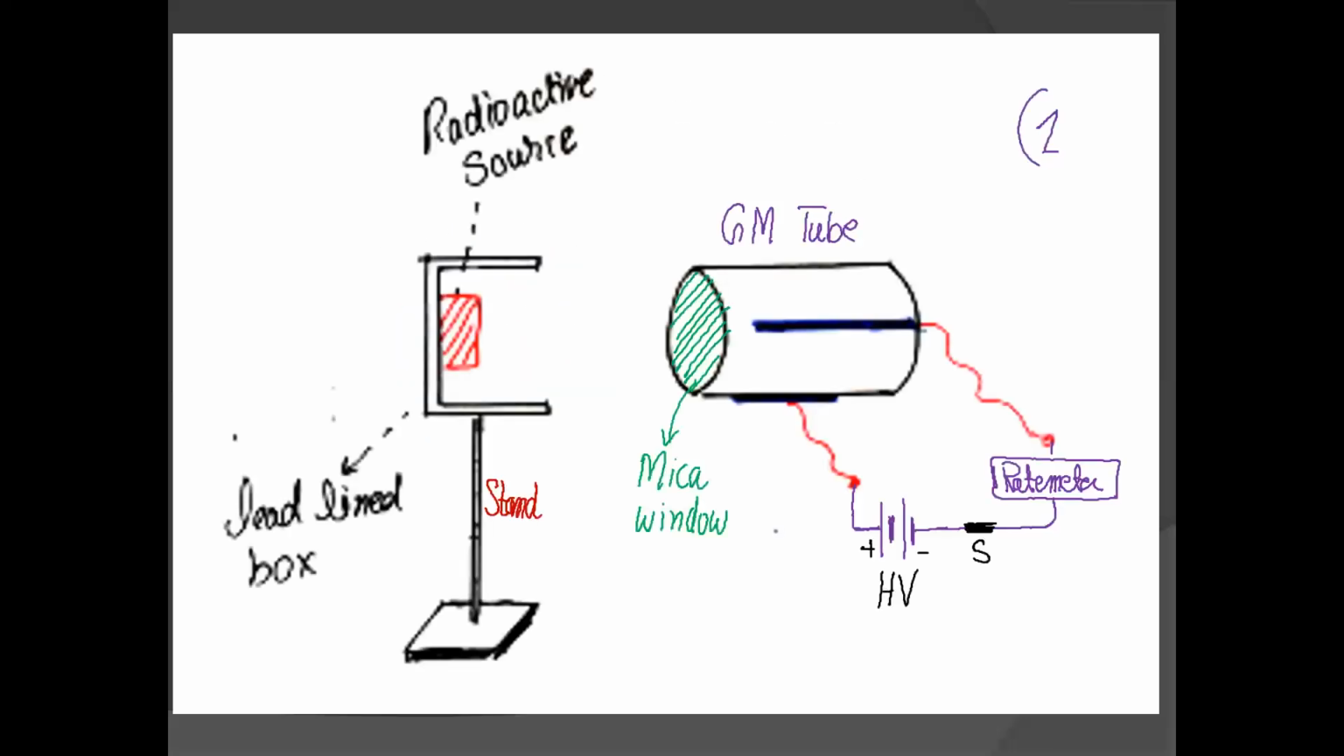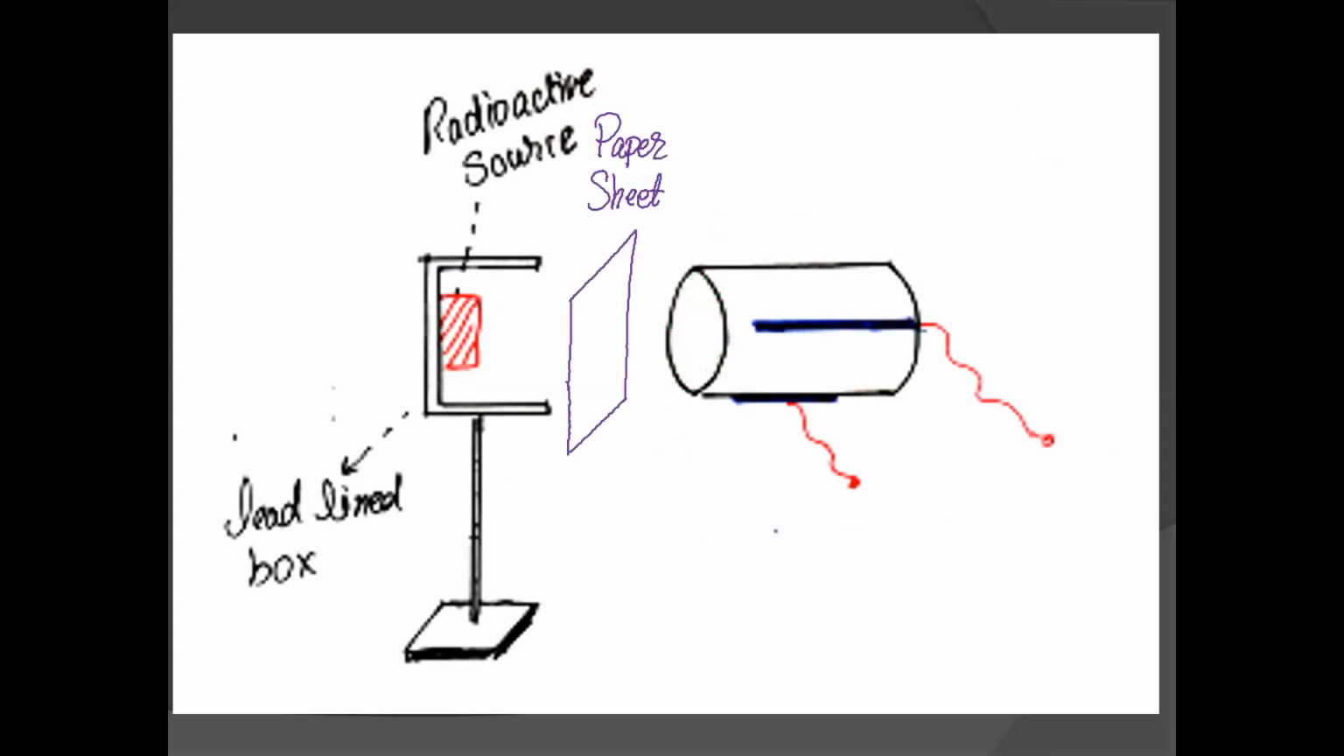For example, you put a radioactive source in front of it, and this is a GM tube. Now I put a sheet of paper. If I put a sheet of paper and the count rate drops, it means it is an alpha source. I hope you remember alpha particles can be stopped by a piece of paper. If I place an aluminum sheet and the count rate drops, it means it is a beta source.